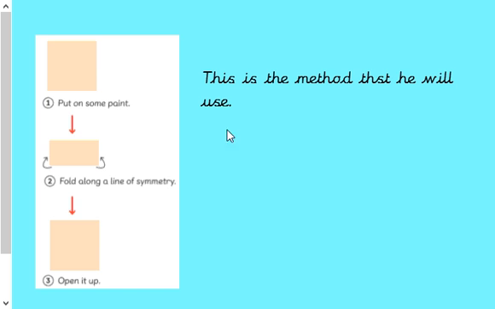So this is the method that he's going to use. He's going to put some paint somewhere on the piece of paper. He's then going to fold along the line of symmetry. Here you can see that we folded along the horizontal line of symmetry. And then finally you'll open it back up just to have a look at what the paper might look like.